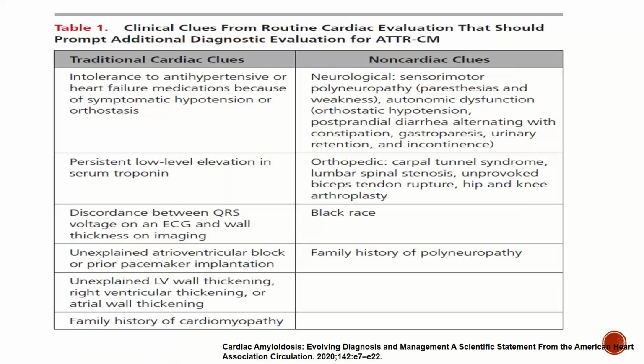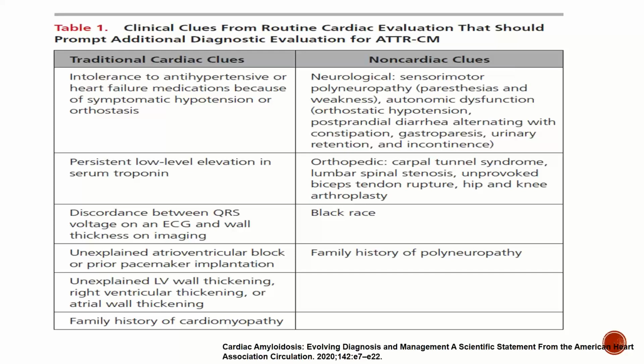So, some clinical clues to the diagnosis of amyloidosis: intolerance to antihypertensive or heart failure medication because of symptomatic hypotension or orthostasis, persistent low elevation in the serum troponin, a discordance between the QRS voltage on ECG and wall thickness on imaging, unexplained AV block or prior pacemaker implantation, unexplained LV wall thickening, right ventricular thickening or atrial wall thickening, and family history of cardiomyopathy.